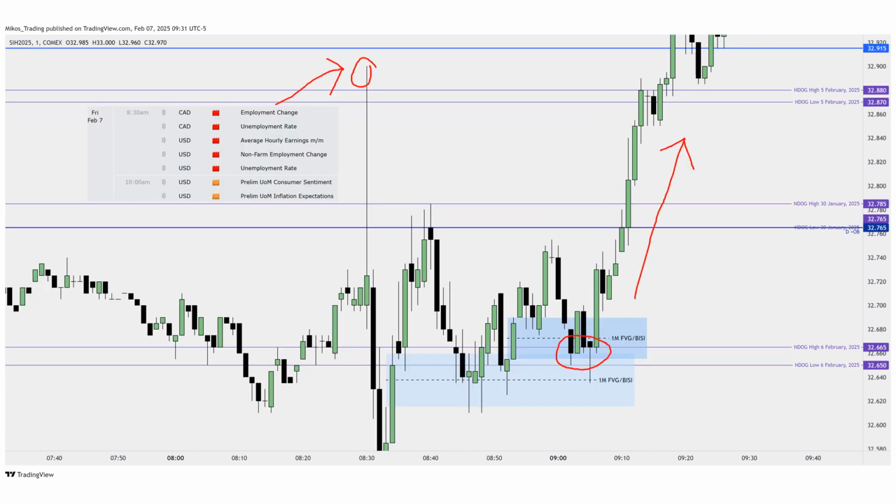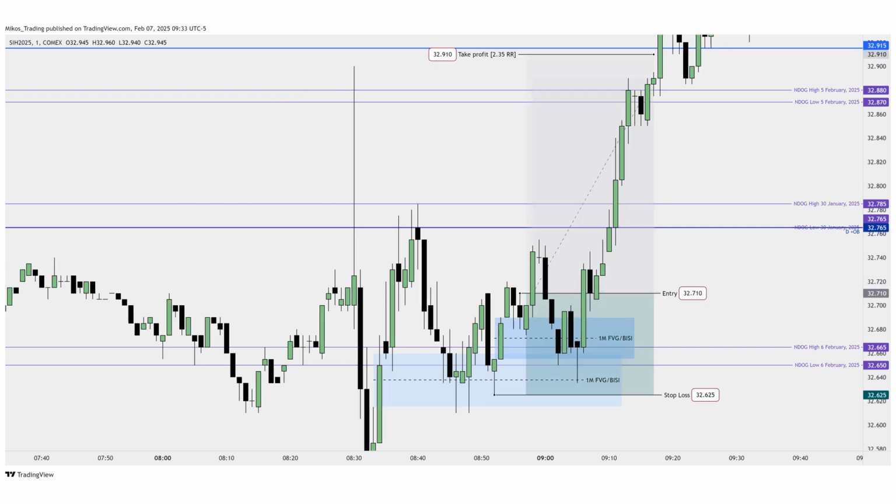I took the trade on the 1-minute chart. Look at how the bodies are respecting the fair value gap low as well as the new day opening gap. Here is the trade. Entry was at 32.7110 and the stop loss was at 32.625. I took profit 1 tick below previous day's high for a risk reward of 2.35.